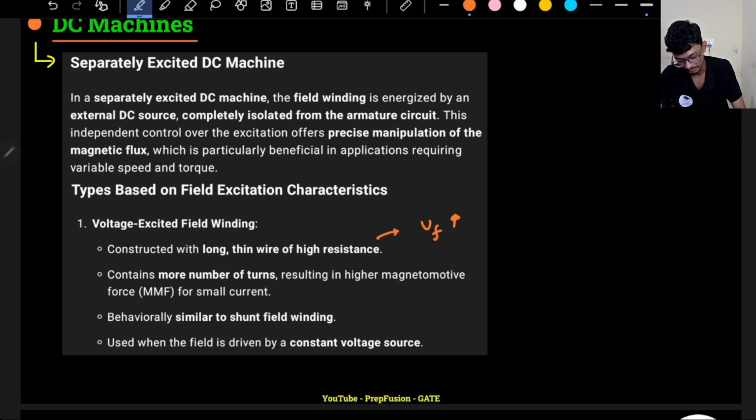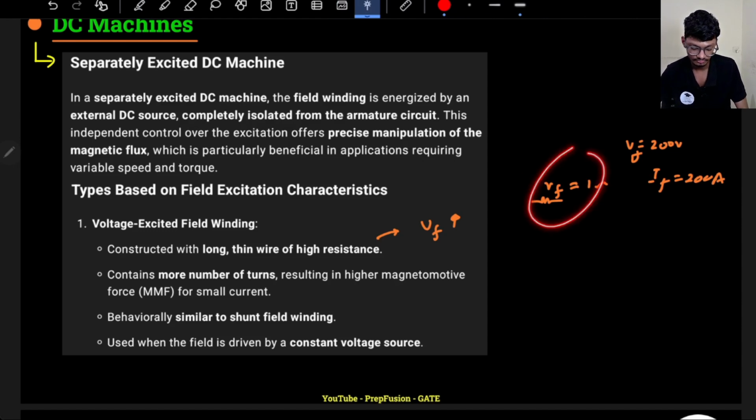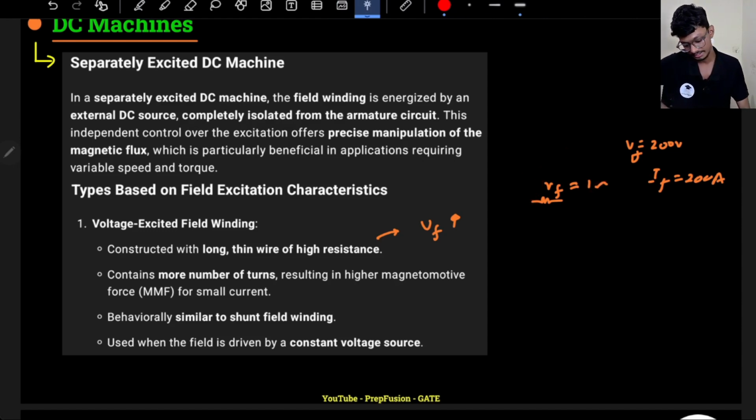If the resistance is low, let's say RF is almost 1 ohm and VF is 250 volts, or generally 200 volts, then a huge current will flow. IF will be 200 amps. That will be huge current. So we have to add a resistance in series so that the voltage is lower. If I add a resistance in series, then the field current IF will be somewhat lower.